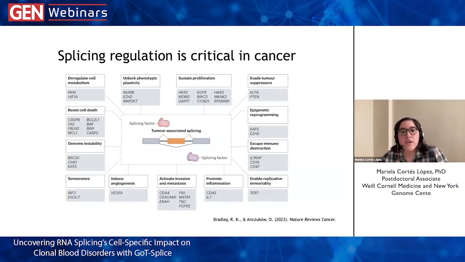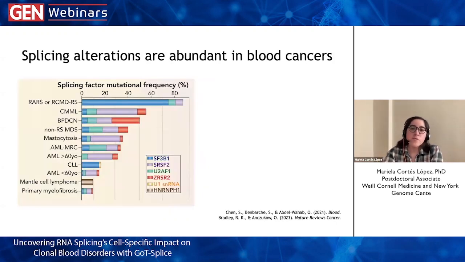This is important because alternative splicing has also been reported to be involved in many of those hallmarks of cancer that we observe. So many alternative splicing events result in important processes that allow cancerous cells to progress. Especially in blood cancers, what we see is that there is an increased frequency of splicing factor mutations. In some of the variations of certain blood diseases, we even see more than 60% of the patients presenting a particular mutation.